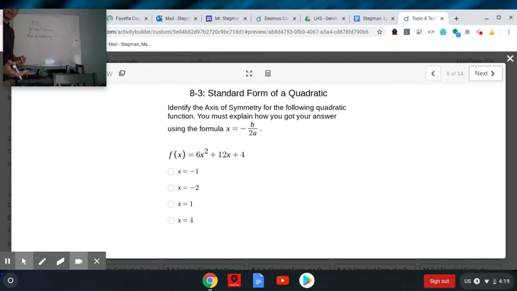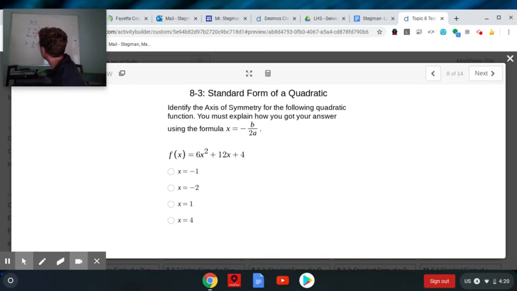Well, to find the x value of the vertex, and it gives it to us here, we need to show how we can use the formula x equals negative b over 2a. First off, we have to know in this particular problem that a is 6. It just goes right down in order, starting with the x squared. A, B, C. So A is 6, B is 12, C is 4. And we're just going to substitute them into this formula.